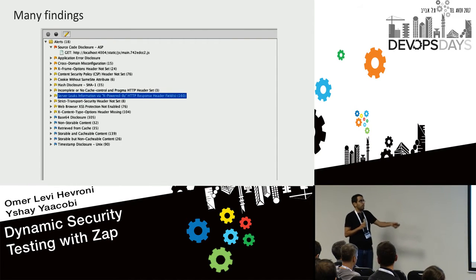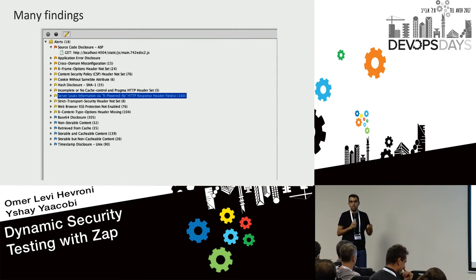And you can see that we have many things here that indicate potential security vulnerabilities. So now we need to go and check each one of them and decide if it's really an issue that we need to fix or if it is some false positive. Because like any other automated tool, it has some false positives. So let's look at this one.